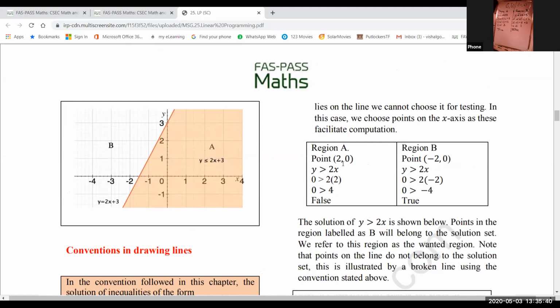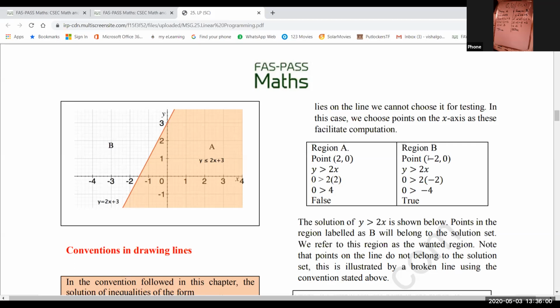So in region A, we can choose 2, 0. And in region B, we can choose -2 and 0 as well. So we substitute these values into our equation. When x is 2, y is 0. So we get 0 is greater than 4. And that is false because 0 is not greater than 4.